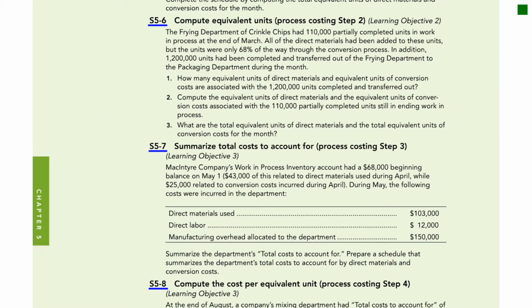Okay, so the next illustration I want to show you is exercise S 5-6. And on this one, again, another problem. They want you to get the equivalent units of production. And so this one says the frying department of crinkled chips had 110,000 partially completed units in work in process at the end of March. It says all of the direct materials had been added to these units, but the units were only 68% of the way through conversion. It says in addition, 1,200,000 units had been completed and transferred out to the frying department, or I'm sorry, to the packaging department during the month.